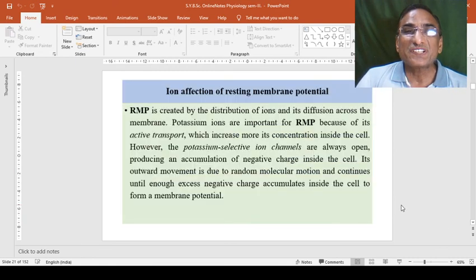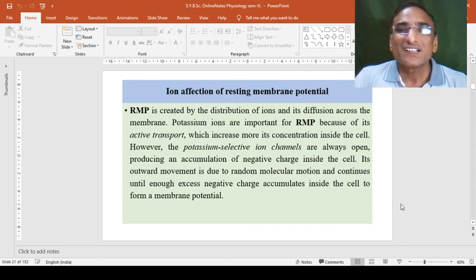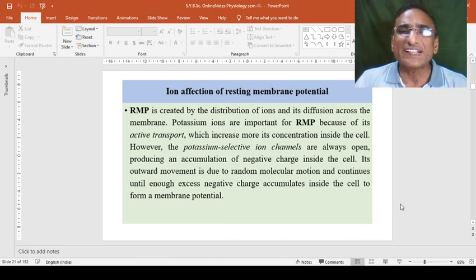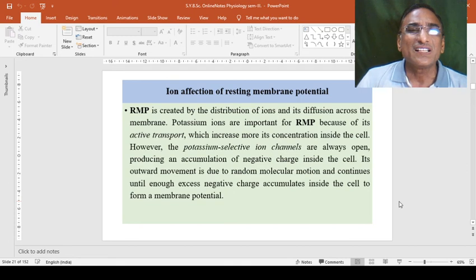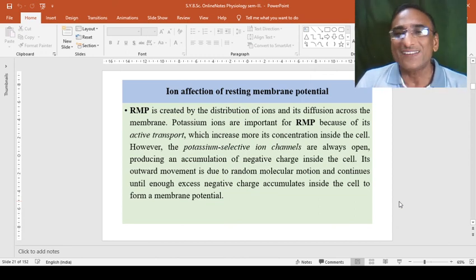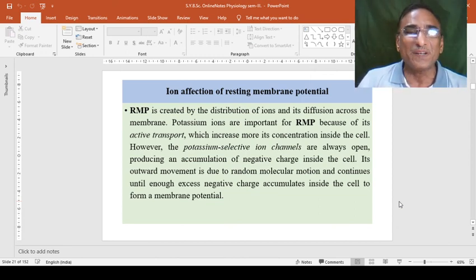Ion effect on resting membrane potential is to be studied from the resting membrane potential activity. Generally this is facilitated by the movement of ions either by diffusion or active transport. Then RMP or resting membrane potential is created by the distribution of ions and their diffusion across the membrane. Diffusion is the direct movement through the semi-permeable membrane.